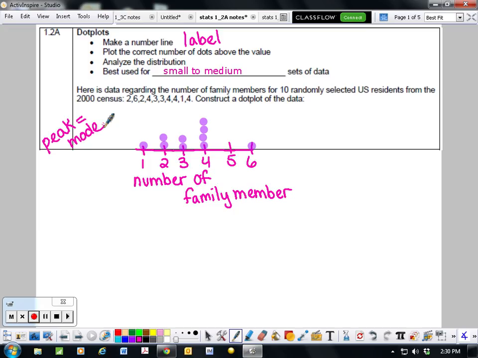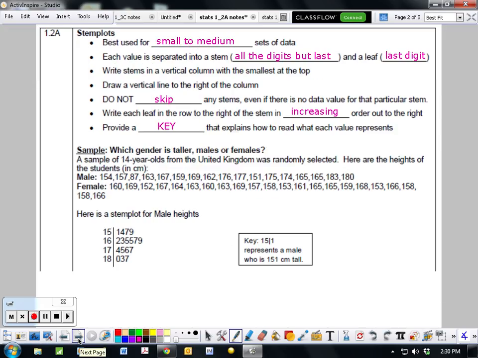And as we get to different types of graphs, we won't have just a mode, but we'll have a modal group, depending on how the graph is made. And so that's our dot plot. Our next graph is a stem plot. Also best used for small to medium sets of data.